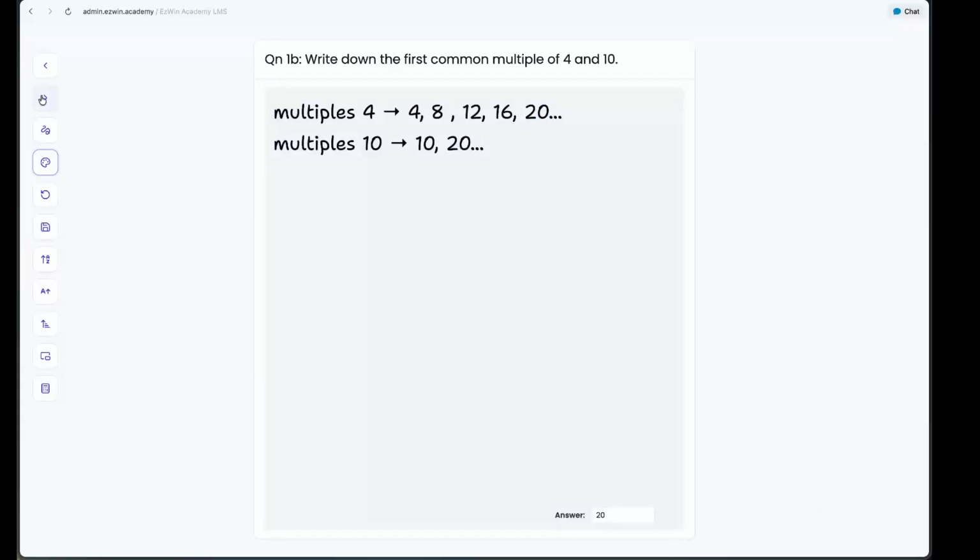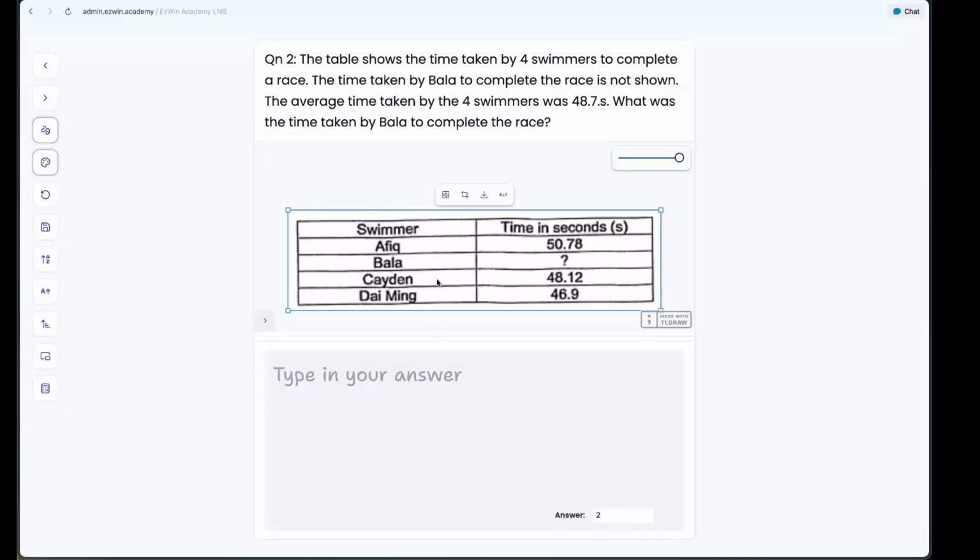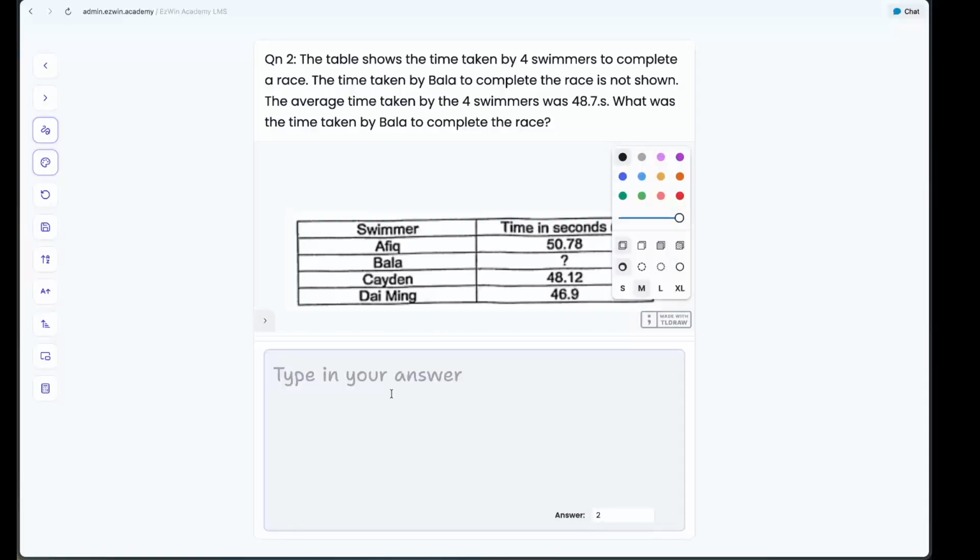Let's move on. Question number 2. The table shows the time taken by 4 swimmers to complete a race. The time taken by Bala to complete the race is not shown. The average time taken by 4 swimmers was 48.7 seconds. What was the time taken by Bala? So basically, to find Bala, we just need to have total and then minus all of the numbers.